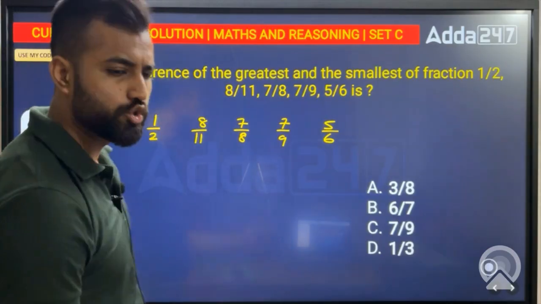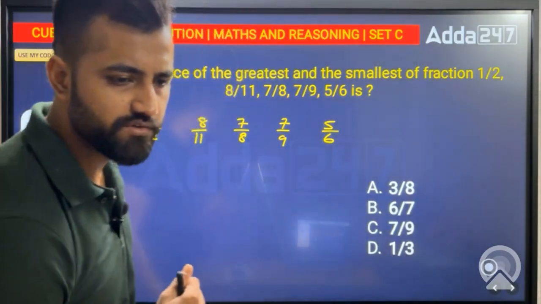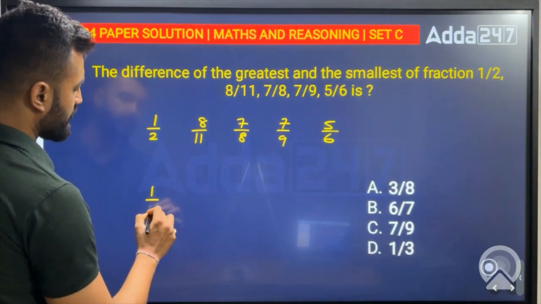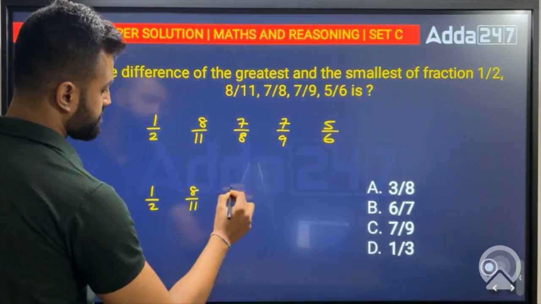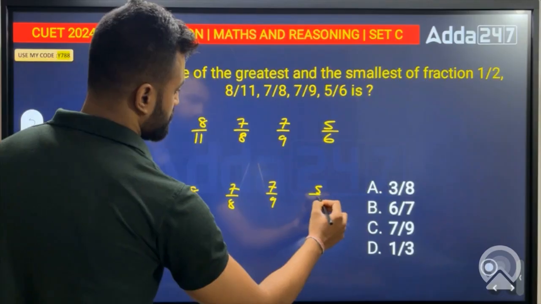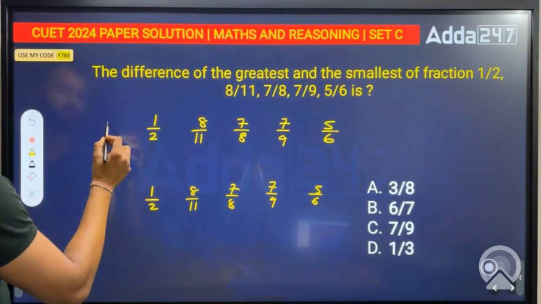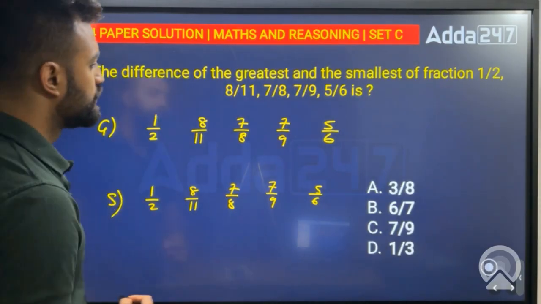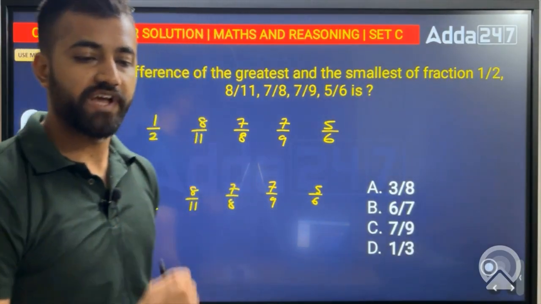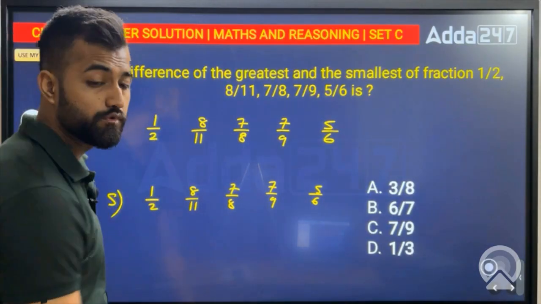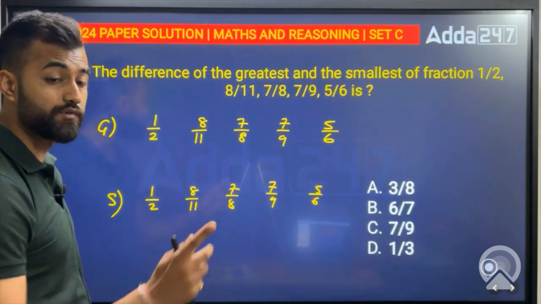So I'll teach you two methods, okay? Whatever method suits you, you can use that, okay? So for two methods, I'll need to write this 2 times. Okay, first I want to find the greatest, and here I want to find the smallest. So it's very simple. We'll compare two fractions at a time. Okay, first these two fractions. Between them, who is greater? So it's very simple. You have to cross them.